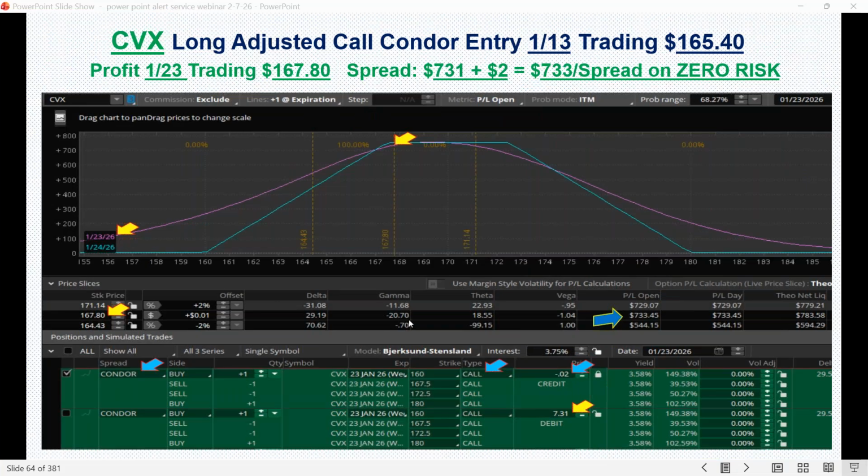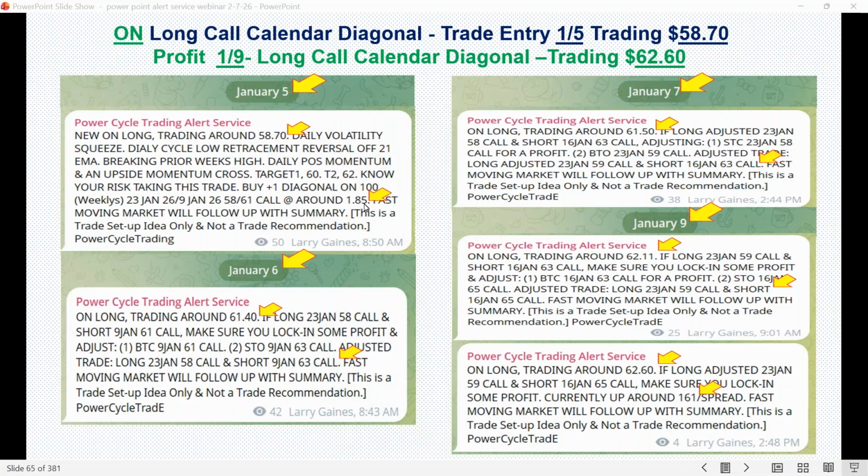So that's a look there. So that was Chevron. Here's another one. We do a lot of these, like I said, so these will be coming your way. Here's one that we did on ON, which is a semiconductor stock.